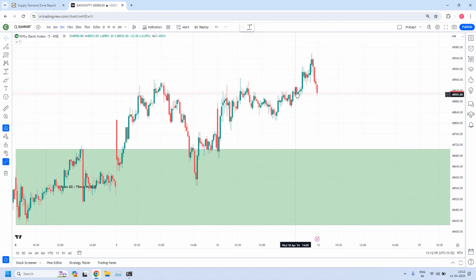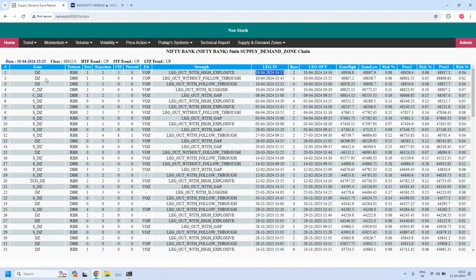So somewhere here, there is a zone. Drop base rally, this is already tested. I am not drawing because these are the normal zones. But you focus. Let me focus on the 4th onwards. But you please draw in your charts all these zones. See, this one is already tested 2 times, even though this is a normal zone.